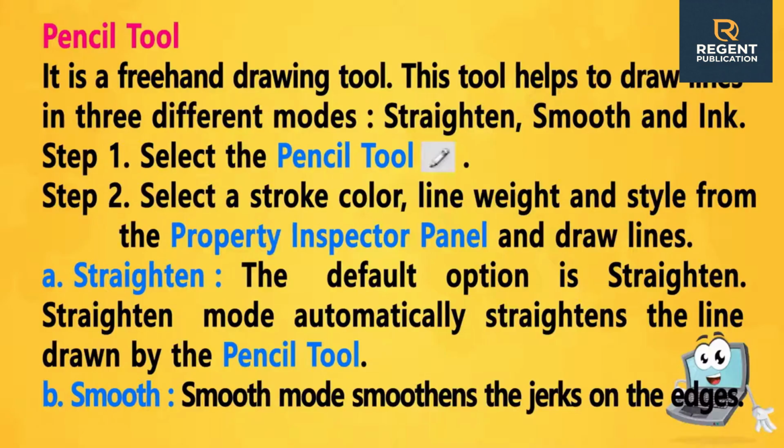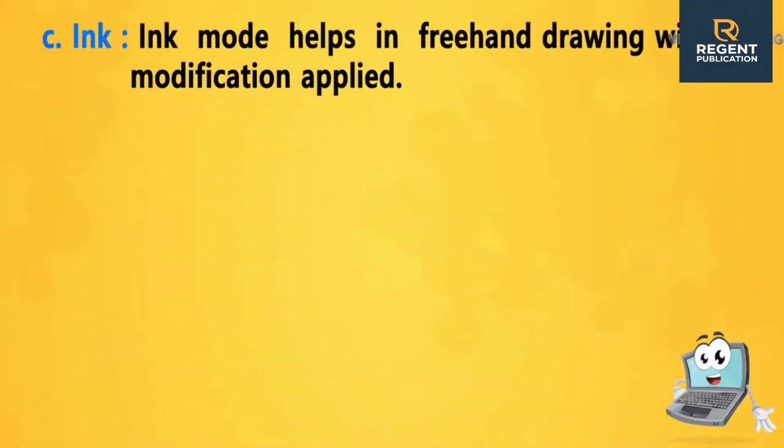Straighten. The default option is straighten. Straighten mode automatically straightens the line drawn by the pencil tool. Smooth. Smooth mode smoothens the jerks on the edges. Ink. Ink mode helps in freehand drawing with no modification applied.